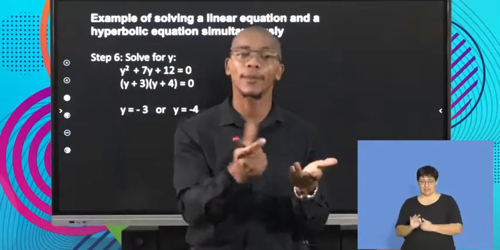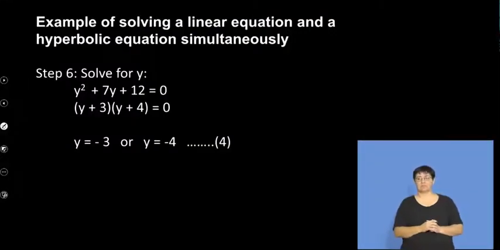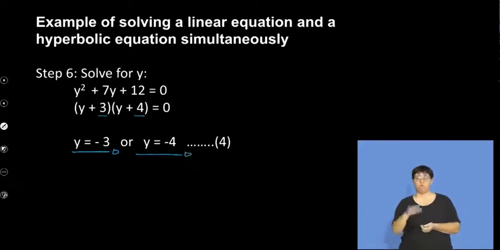Now, with this one, if I solve for y here, I will have y squared plus 7y plus 12 equal to 0. My factors are going to be 3 and 4, which gives me the 7, and it gives me the 12 as well. If I solve for y, I get y is equal to negative 3, and y is equal to negative 4.